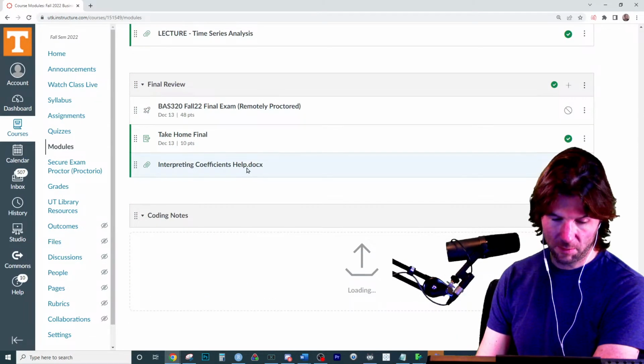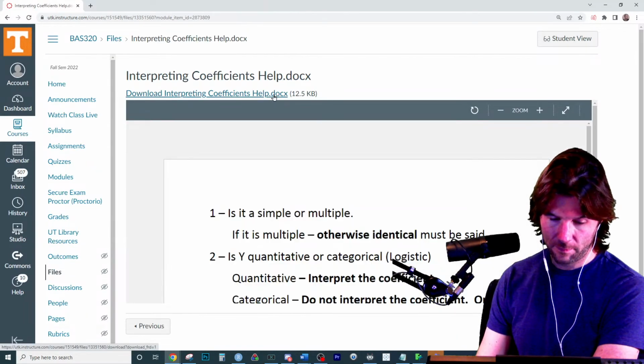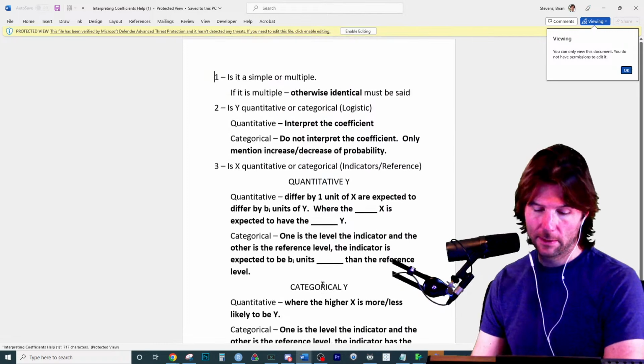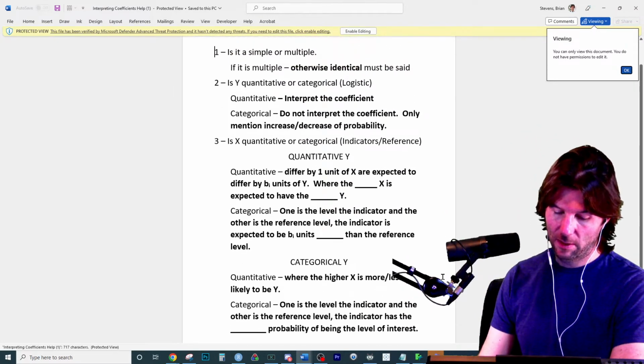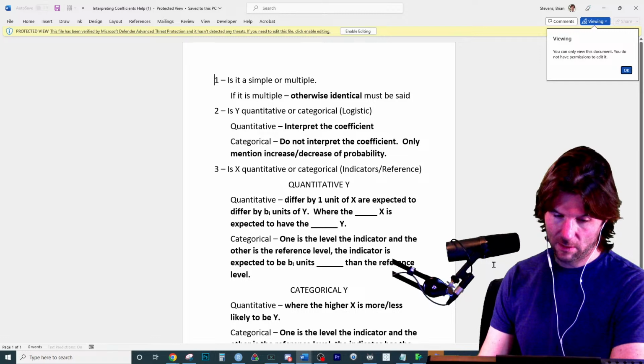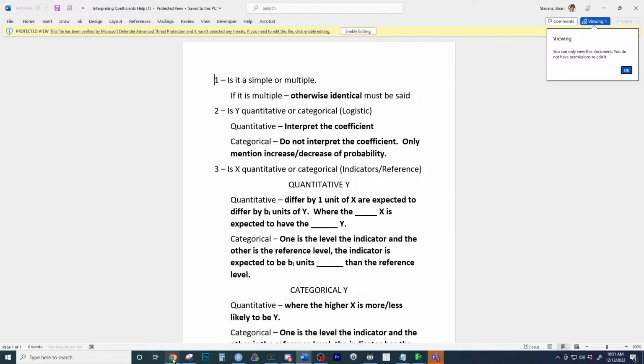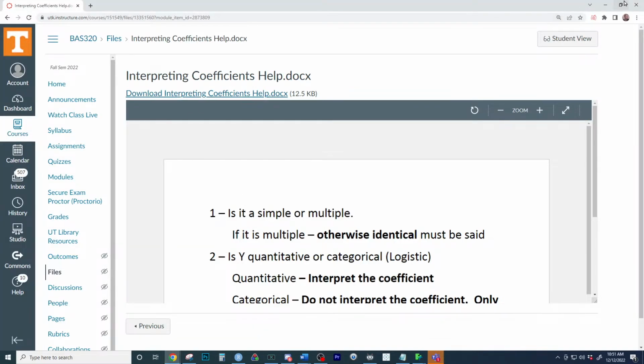And interpretation coefficient help. I think this has it mostly. Yes. See right here. This is something I uploaded a while ago. So is it simple or multiple? If it's multiple, otherwise identical must be said. Is Y quantitative or categorical? Quantitative, interpret the coefficient. Categorical, do not interpret the coefficient. Only mention increased or decreased probability. Is X quantitative? Yeah. This has been posted. I posted it right here.